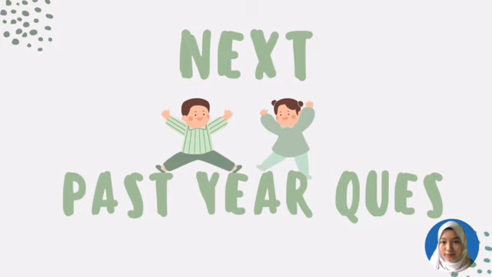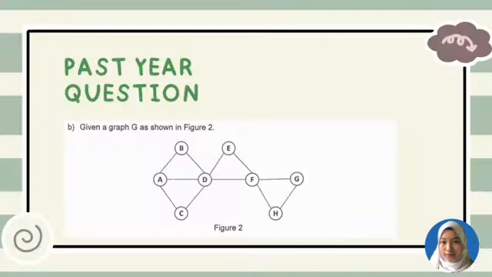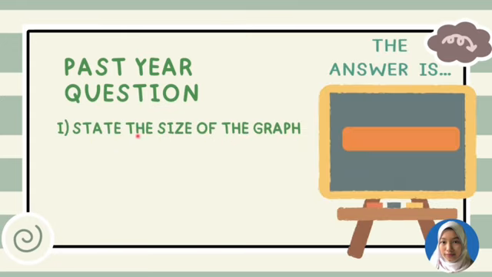Okay, next let's go through the past year question that related to our chapter 4, which is directed graph. So this is the example of past year question. Given a graph G as shown in figure 2. So the question has given you a graph in figure 2. So the first question will be state the size of the graph. So the question asks you to state the size of the graph. Okay, the answer is 8. The size of the graph is 8.